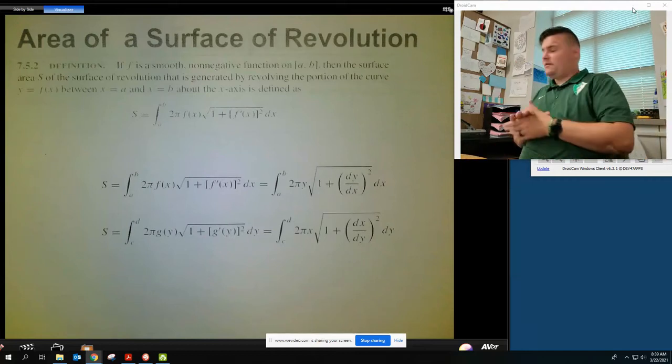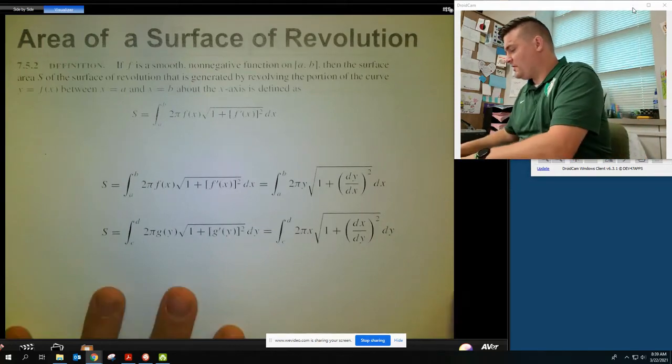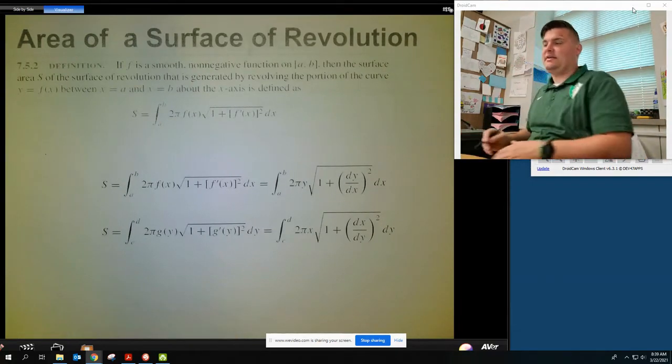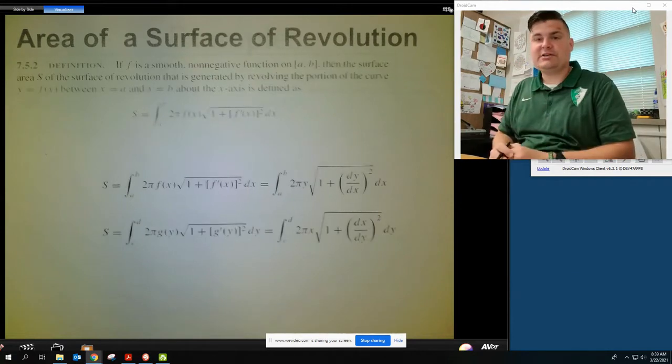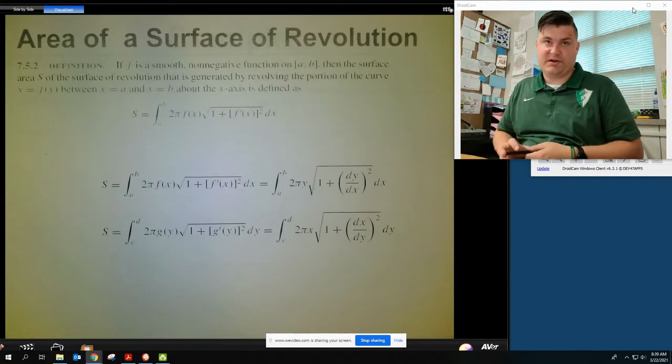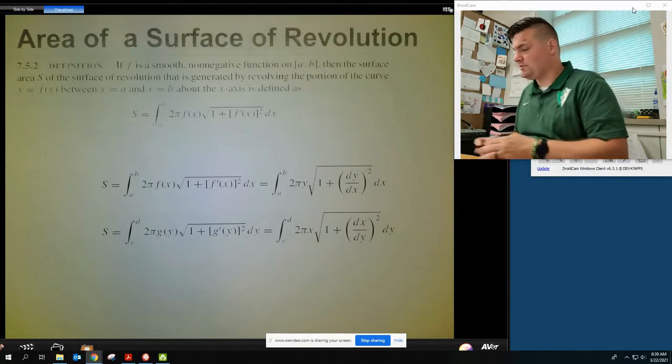Area of a surface of revolution. So we've done problems where we are finding the volume of an object, but now we're going to be finding the surface area of an object. And this is the formula that we're going to use right here.